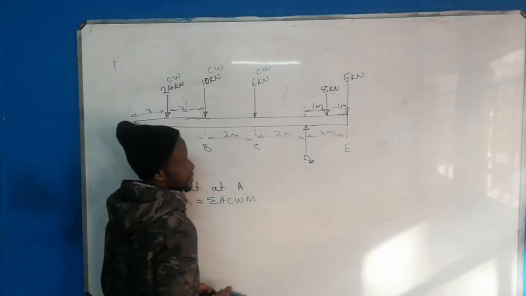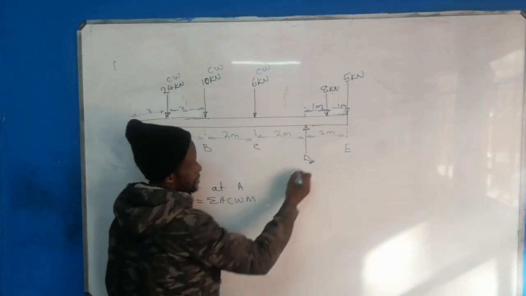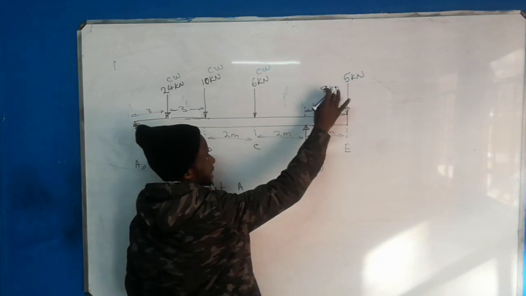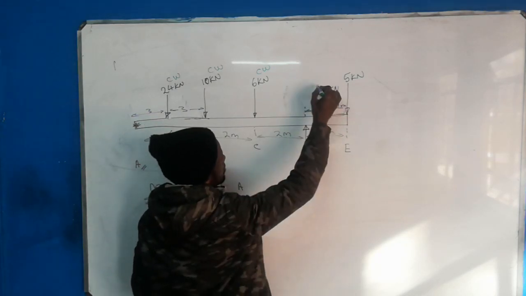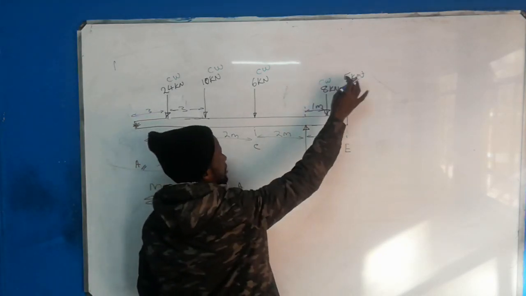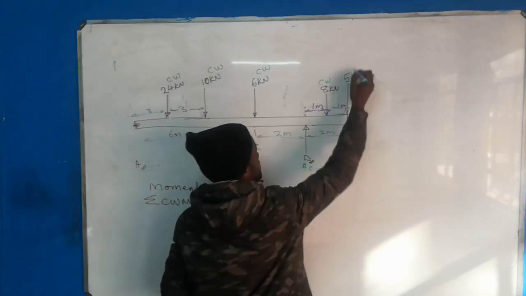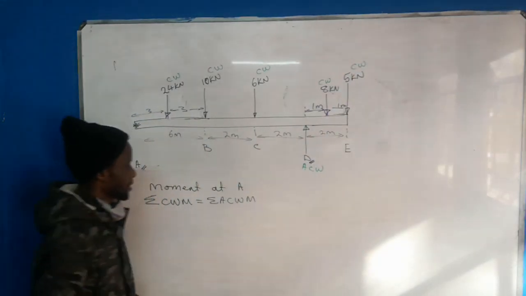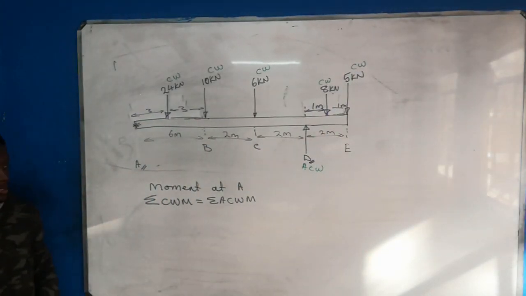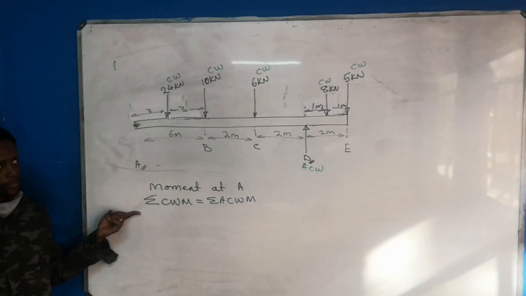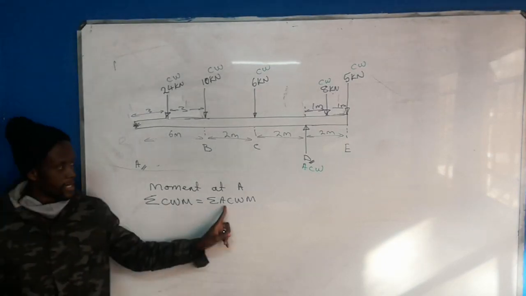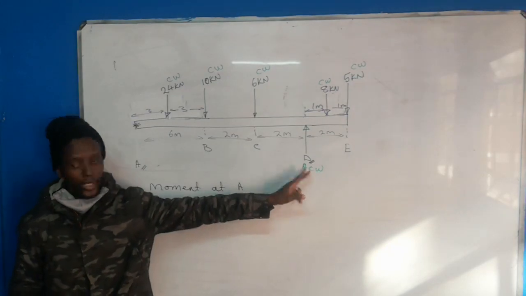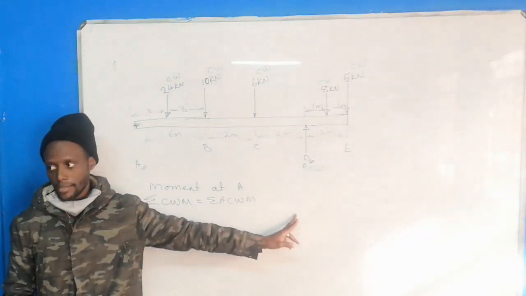Clockwise. This D, clockwise or anticlockwise? This 8, clockwise or anticlockwise? Clockwise. The 5? Clockwise. Okay, so it's a simple calculation. All the clockwise will be on this side. The anticlockwise, fortunately, only have one. It will be on this side.